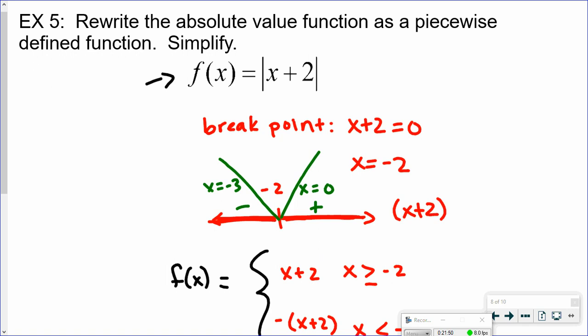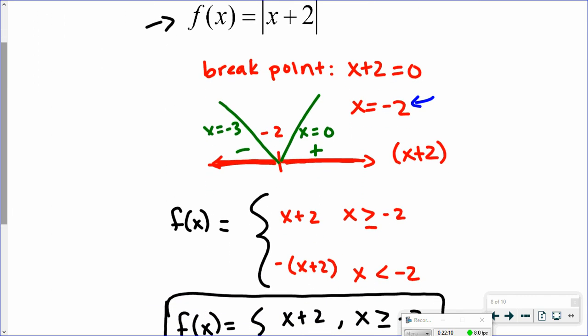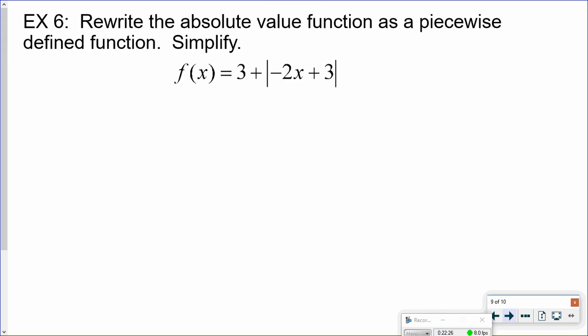Let's think about the transformation. If it's an x plus 2, that means I shifted to the right 2, which is why my breakpoint is no longer at 0, but at negative 2. Your breakpoint will come from what's inside the absolute value, because that's the changes on x. So how x is changed is how you will find your breakpoint. Okay, let's look at this one.